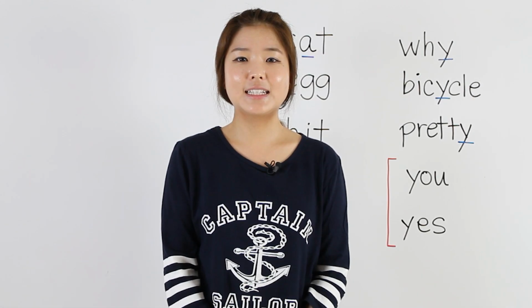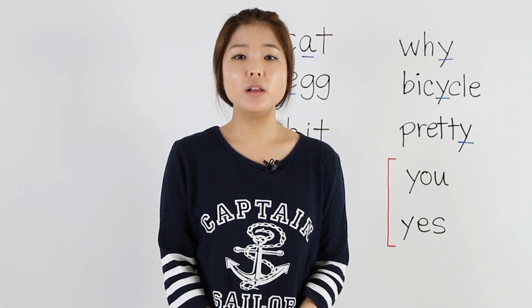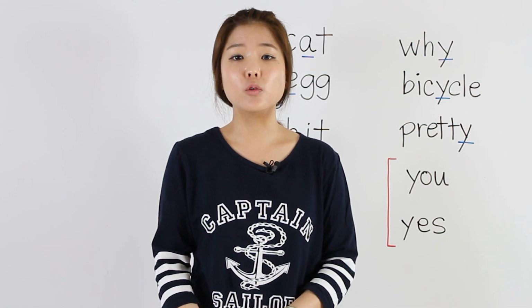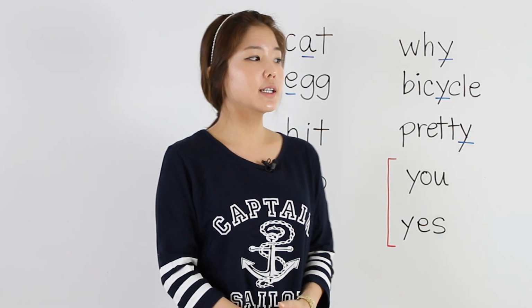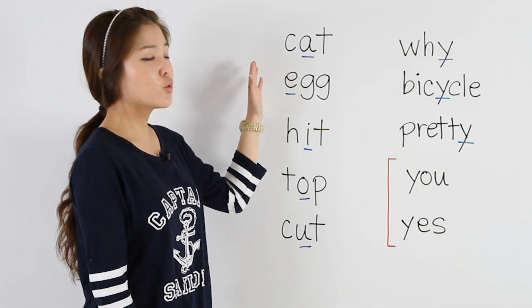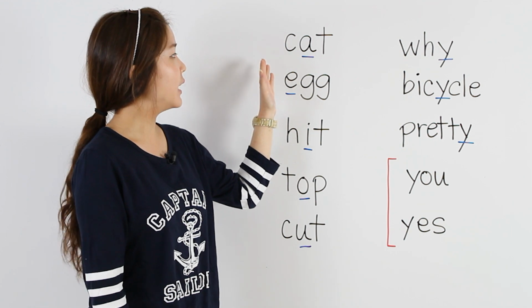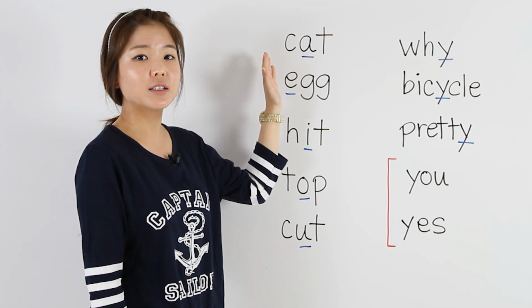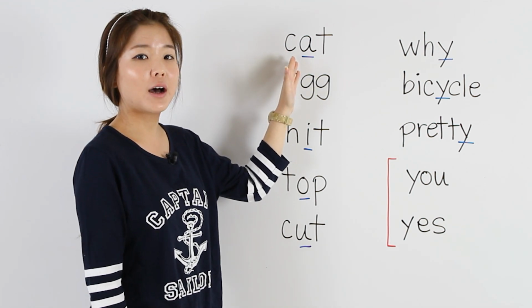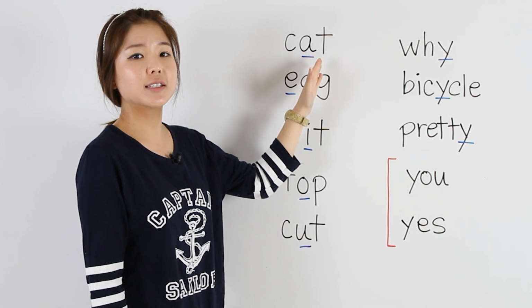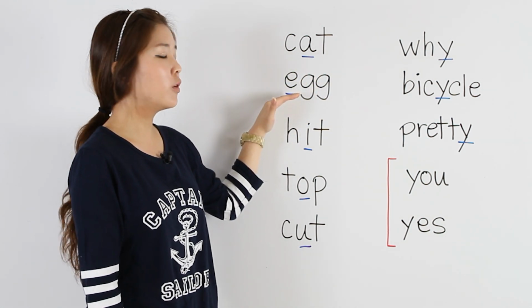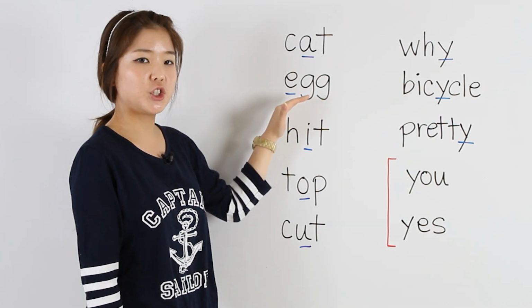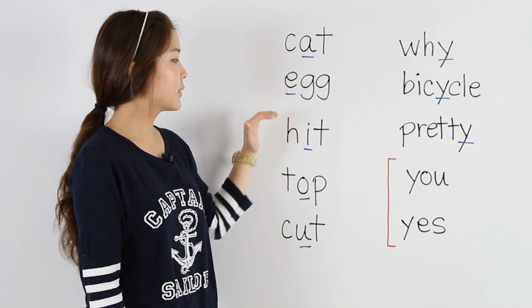Well, let's look at some words. Now, all English words have vowels, maybe 1 or many vowels. So let's look at these words. The first word is cat. Okay, we have C is a consonant, A a vowel, T consonant. Egg, E is a vowel, and G is a consonant.